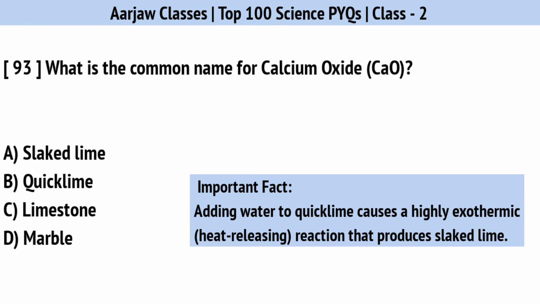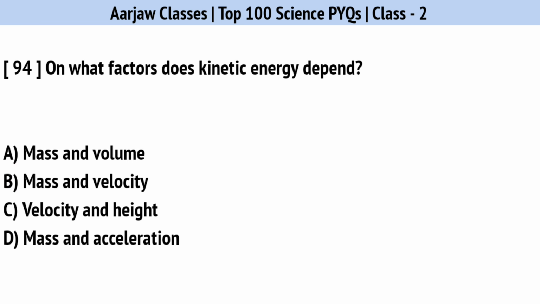What is the common name for calcium oxide? Right option is B. Quicklime. On what factors does kinetic energy depend? Correct option is B. Mass and velocity.